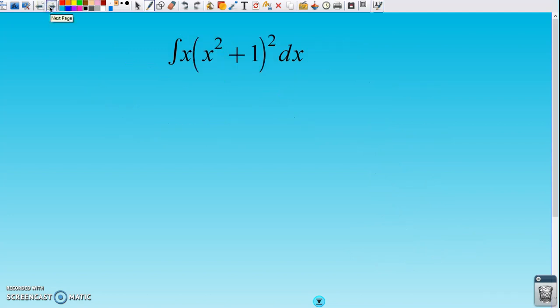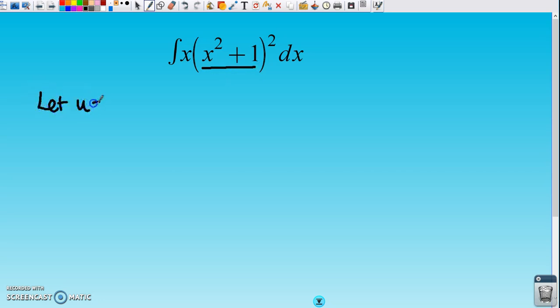All right, let's try another one. Let's see. Oh, well, this one's interesting. I'm not seeing a derivative anywhere of anything that I could make for a u, but I see that I have x squared plus 1 in parentheses, so that's about as close as I'm going to get to a u.